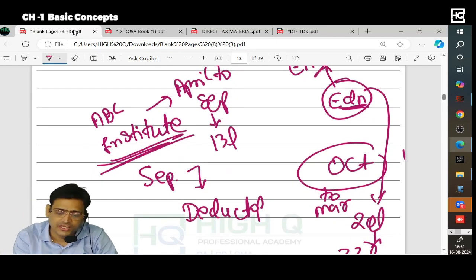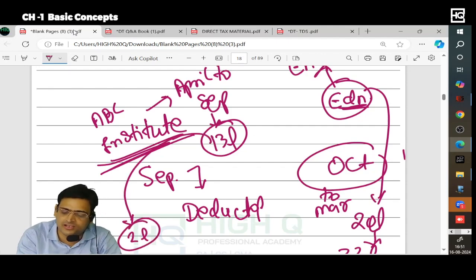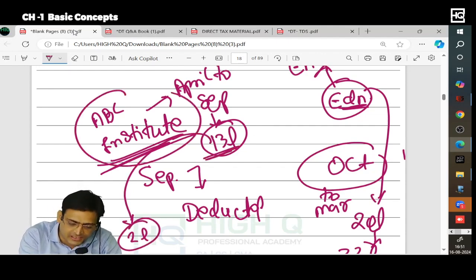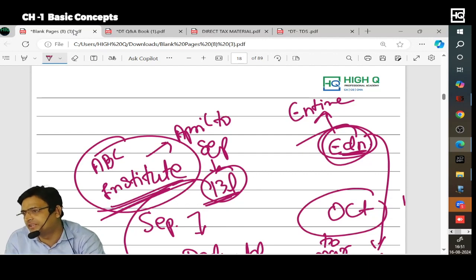My question: if the ABC Institute has already deducted TDS of 2 lakhs, whether the TDS deducted by the earlier employer will be considered by the new employer for the purpose of deducting TDS? Think and tell me. Respond here. Will they consider?